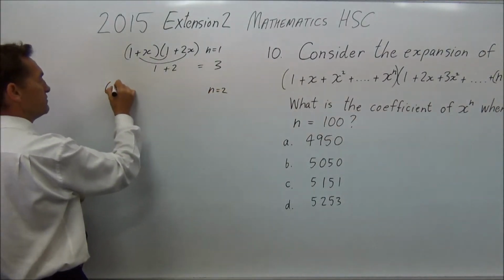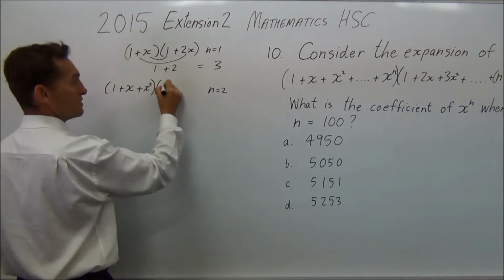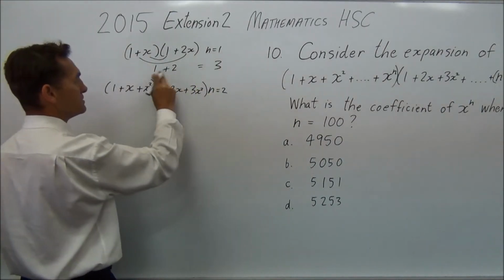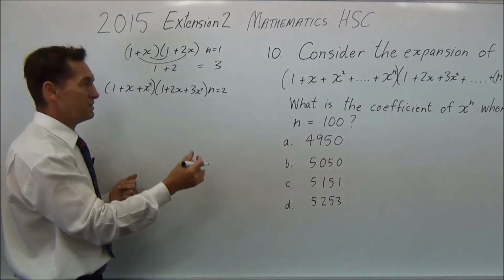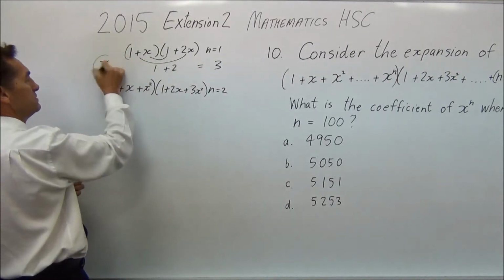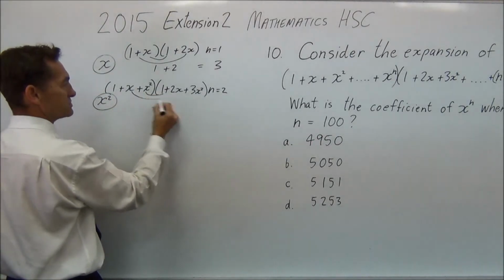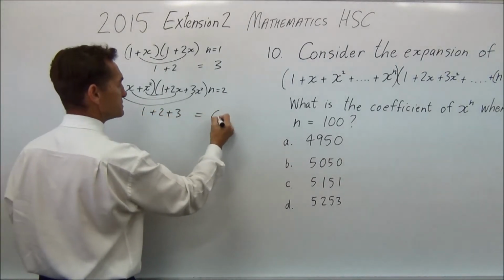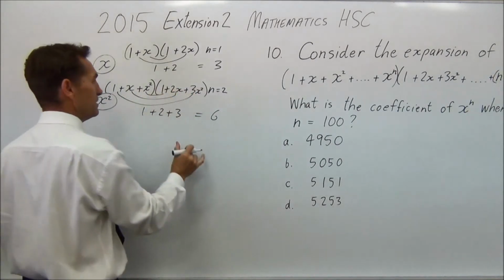So let's look at n equals 2. You're going to have (1 + x + x^2) multiplied by (1 + 2x + 3x^2). You'll notice I'm not putting the x in front, I'm just simplifying, and I'm not worried about the rest of the equation. Here I was looking for the x value, here I'm looking for the x squared value. So I'm going to have 1 plus 2 plus 3, which equals 6. There's going to be a 6 in front of the x squared. So that's for n equals 2.